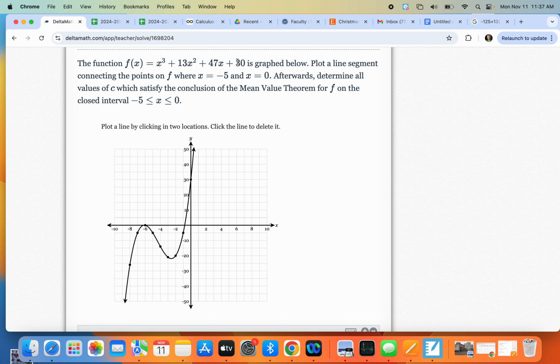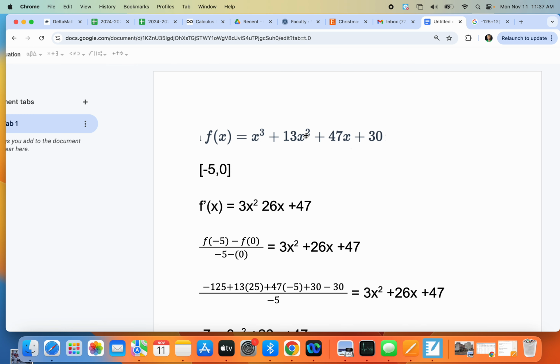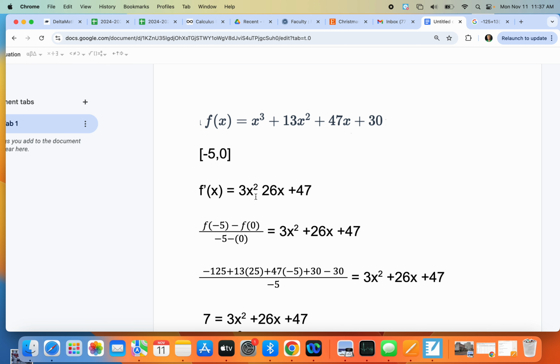Make sure that this function is continuous, and polynomials are continuous everywhere. We want to make sure it's continuous on the domain from -5 to 0. And then it's about doing this. Here's my function. It's a polynomial, so it's definitely continuous here. Then you want to take the derivative.